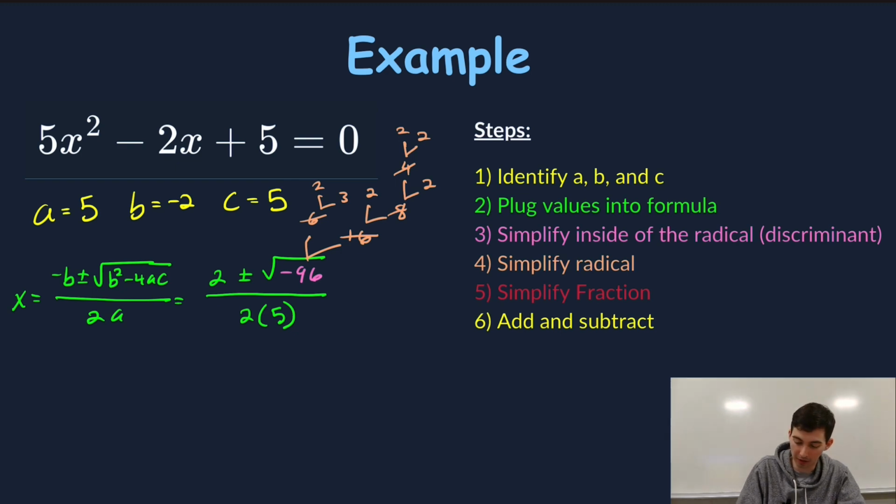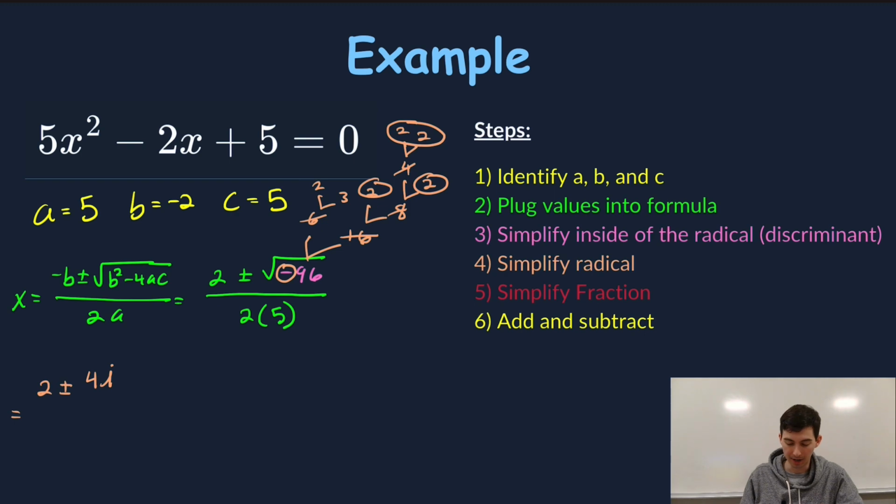And so again, we're looking for pairs. I've got a pair of 2's here, a pair of 2's here. And so I also have this negative inside the square root, which is going to become i. So I'm going to say this is 2 plus and minus. When I pull out my 2 pairs of 2, that's 2 times 2, which is 4. I have the negative, so I'm going to make this 4i. And now inside the radical, all I'm left with is this 2 times 3, which is 6. And all of this is divided by 2 times 5, which is 10.